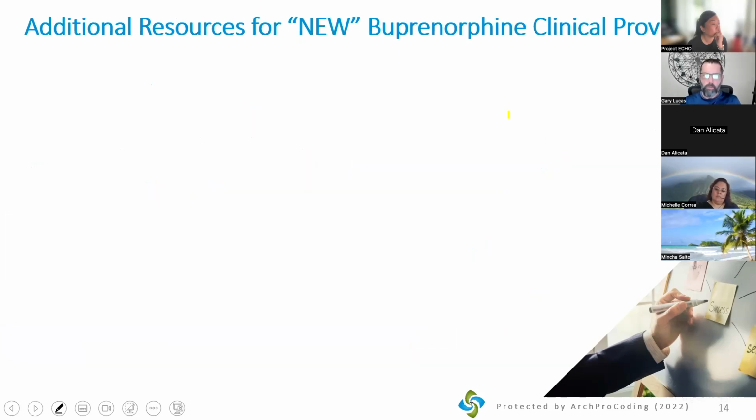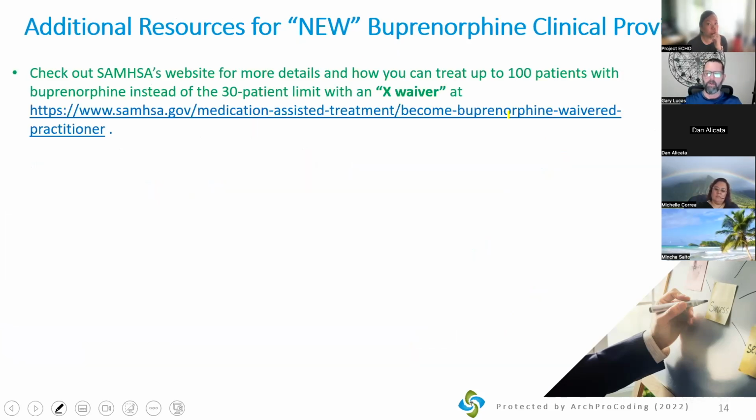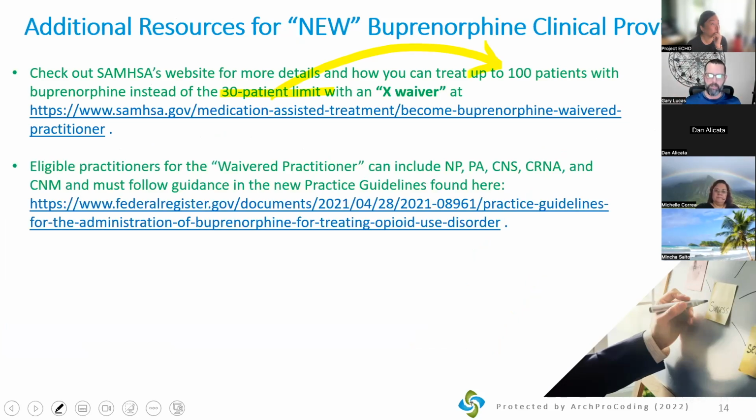But one of the things that I would like to do on slide 14, for those that might be interested in that process, is explain that following the getting of the waiver, you would be able to move from 30 patients up to 100. Of course, depending upon where you live and your patient volume, that may not be a huge issue.